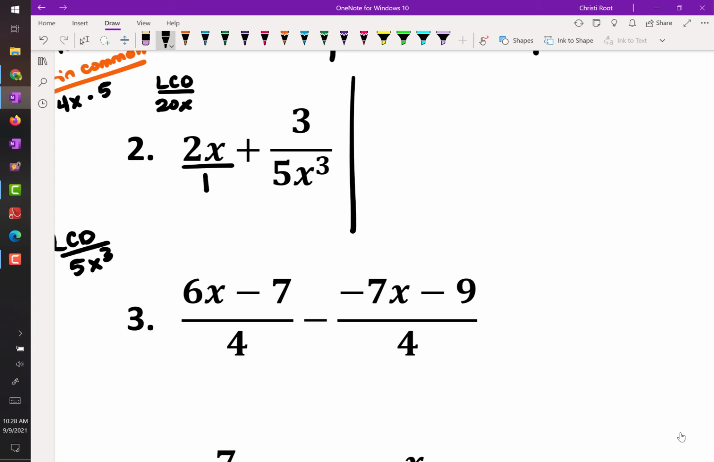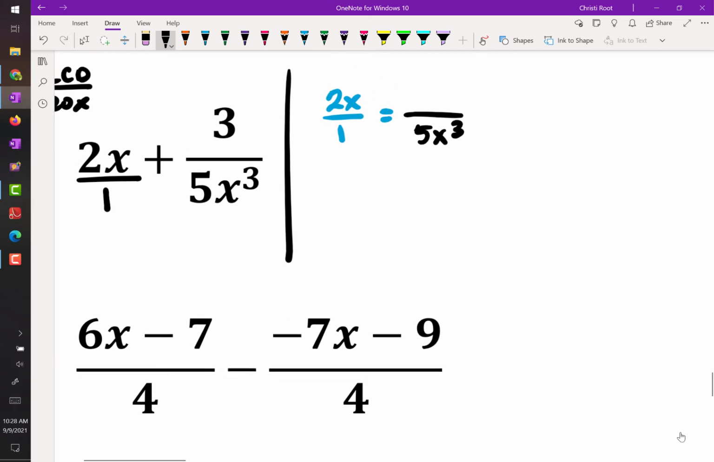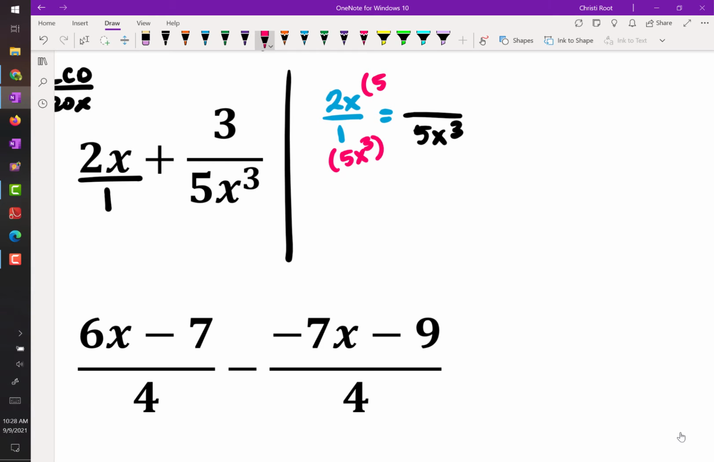So I'm going to come over here and create an equivalent fraction. I have 2x over 1, but I want it to be 5x to the third. Now, do I need to modify the second fraction if it already has 5x to the third? Absolutely not. So I'm just going to leave it alone. Okay, so what do I need to make it 5x to the third? I need all of it. So I'm going to have to multiply the bottom times 5x to the third, and do the top, 5x to the third. Probably should have left myself some more space. So let's do that. Okay, so now I have 5x to the third.